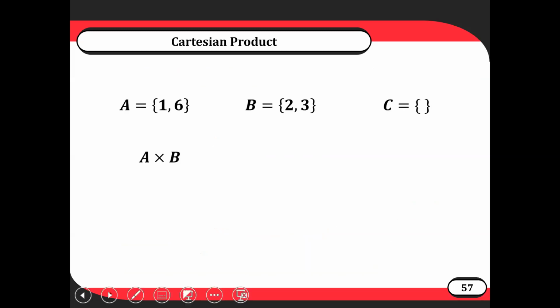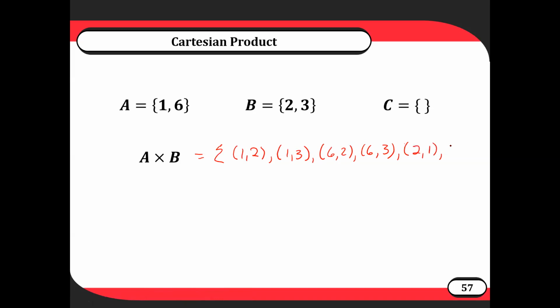All right, so Cartesian product, A cross B. So let's do 1, 2, 1, 3, 6, 2, 6, 3, 2, 1, 2, 6, 3, 1, 3, 6. All right, so that's the Cartesian product. And you can see that it kind of explodes all the possible combinations.